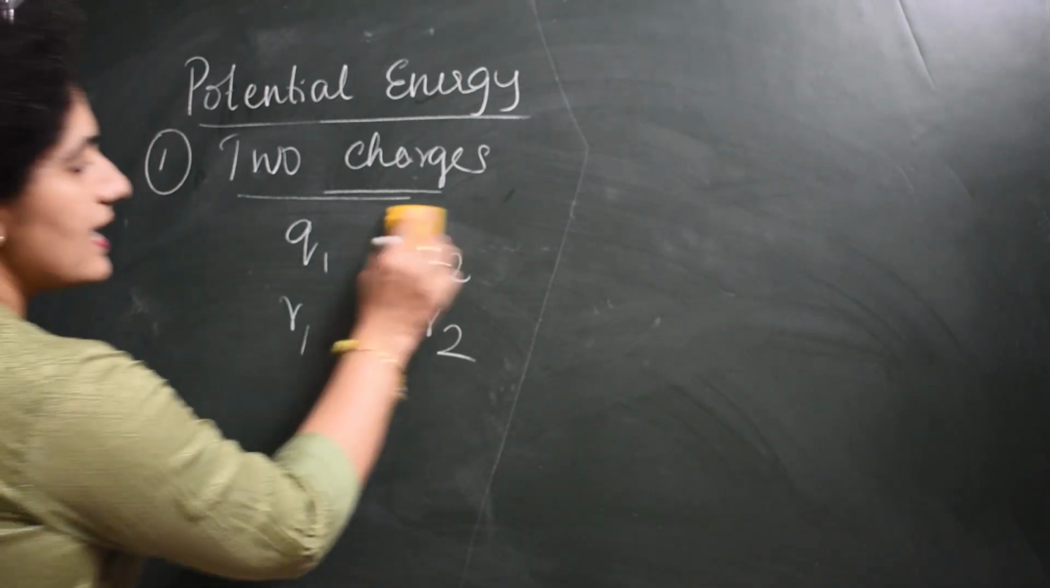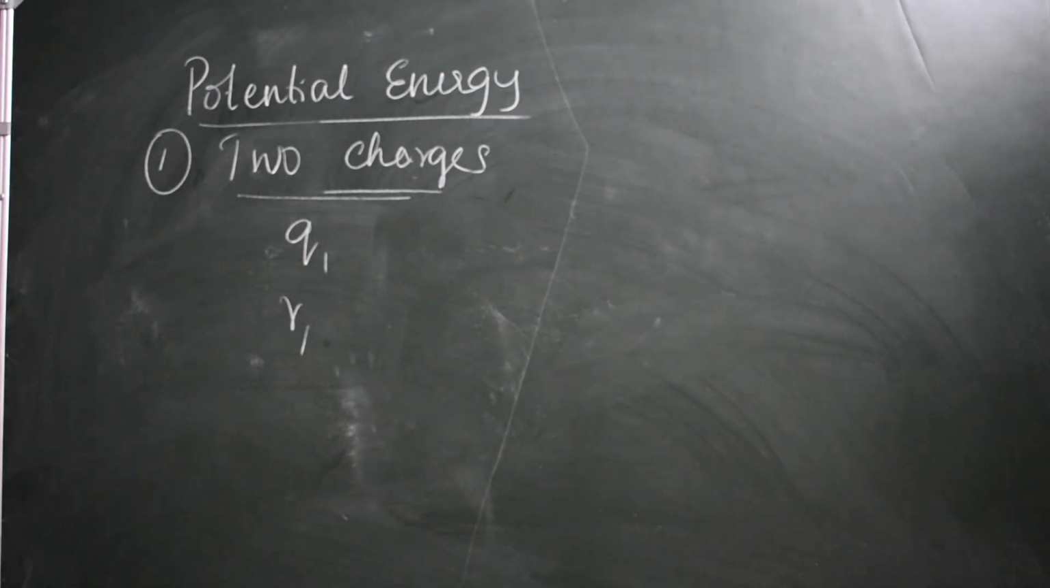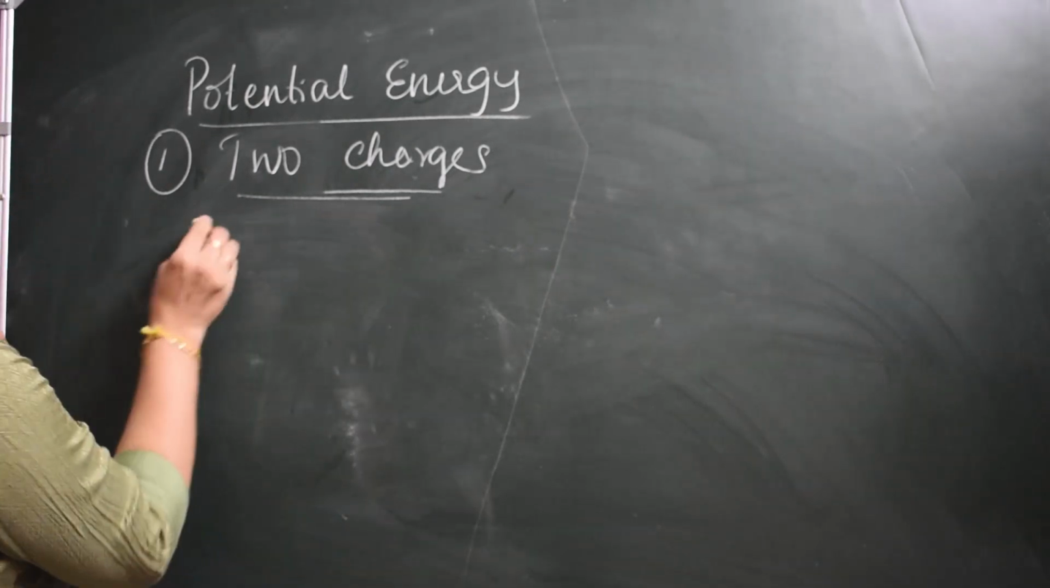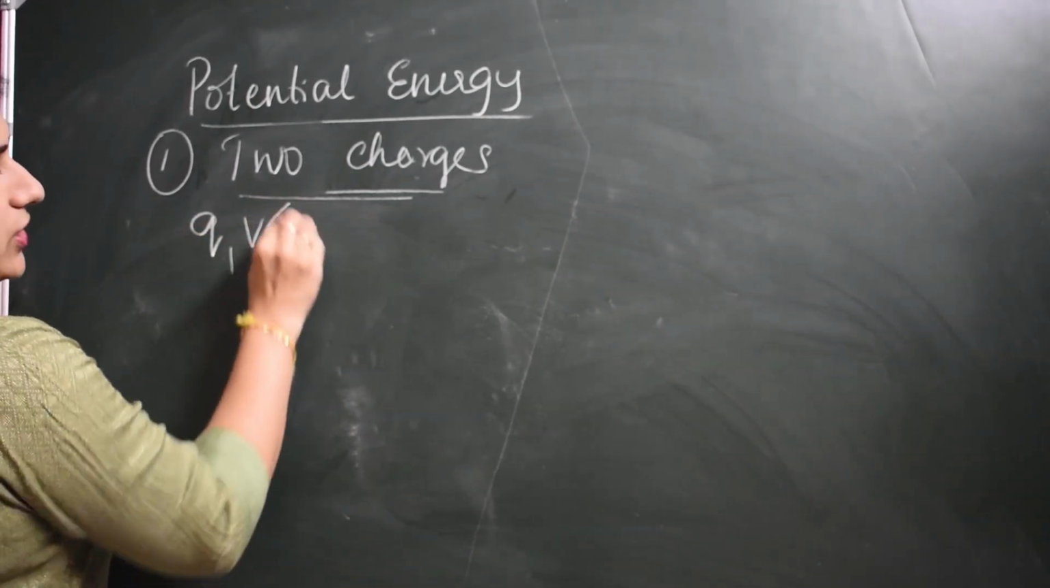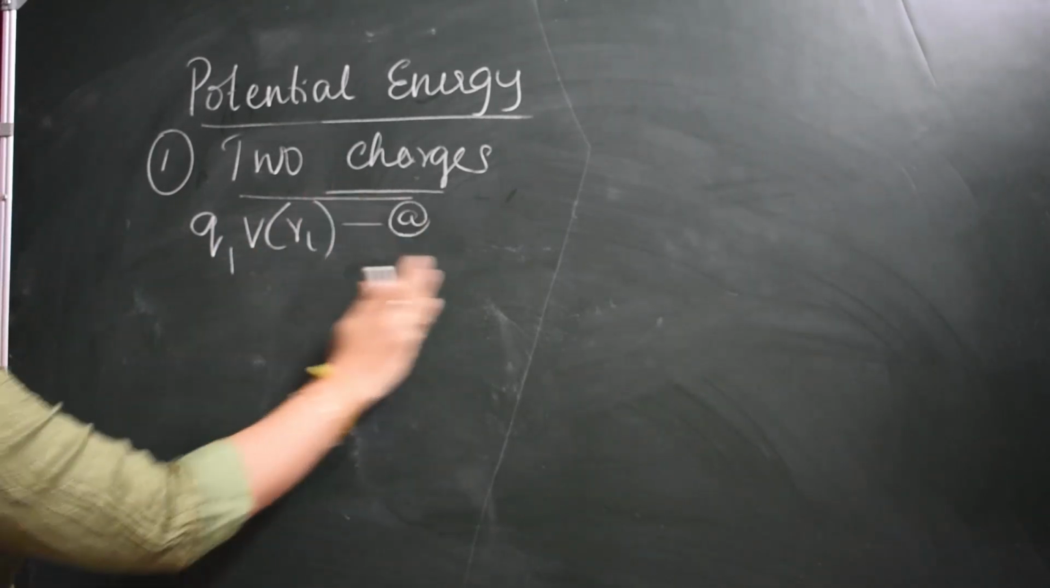Now first we will bring only the first charge Q1 to R1. As we have calculated in the previous one, what should be its potential energy? It has to be Q1 into V of R1, correct? Q1 into V of R1. That is the first one. V of R1 is the potential. So this is what you consider first. Let it be like that only.